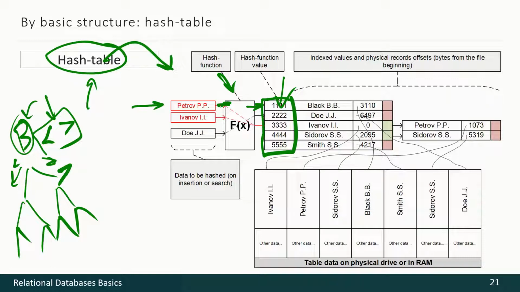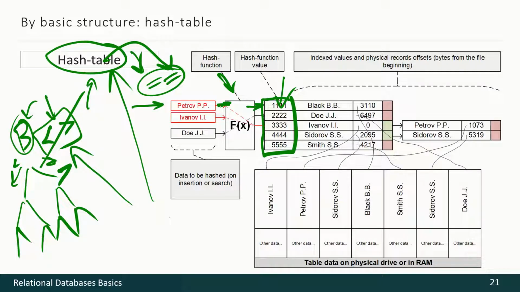Hash table indexes are bad for such operations, but they are good for equals operations. So it depends: if you have more equals operations, you may want to use hash table index. If you have more less or more operations, then maybe you should use B-tree based indexes.